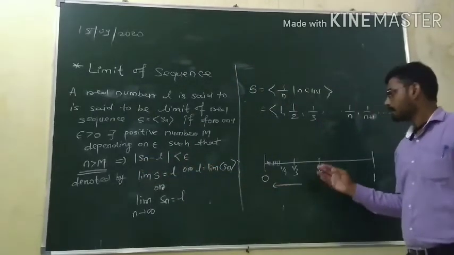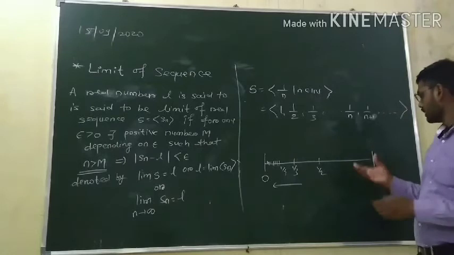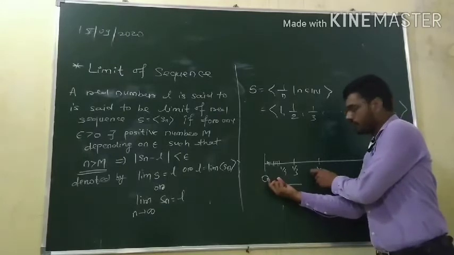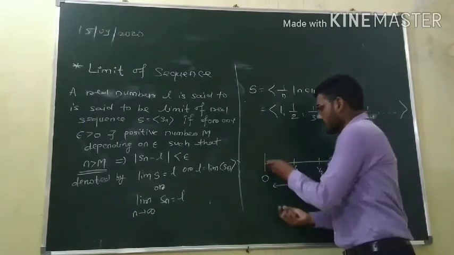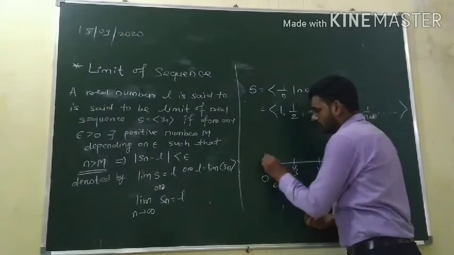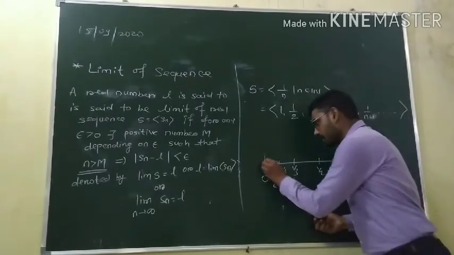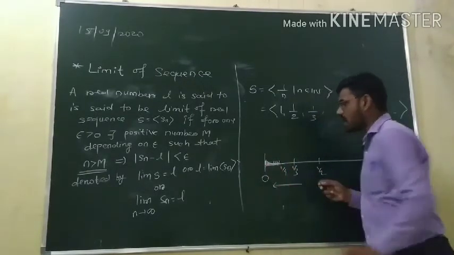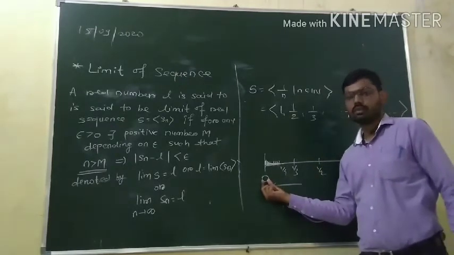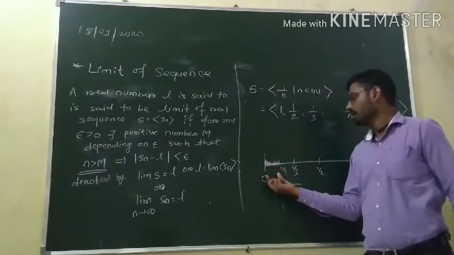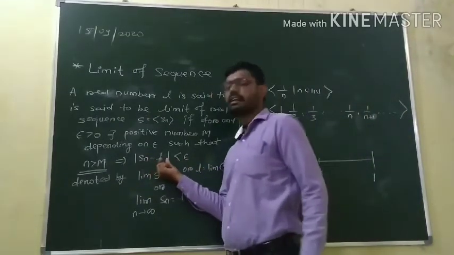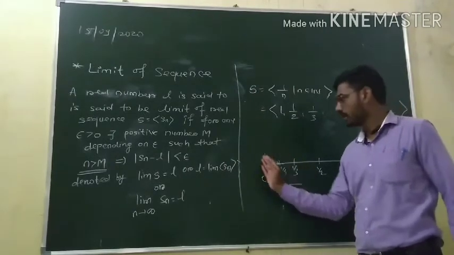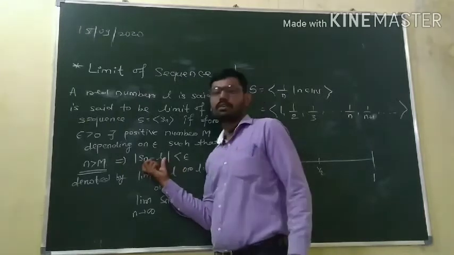See here, the first difference between the limit and the first element is 1, then the difference becomes 1 by 2 minus 0, half, then 1 by 3, 1 by 4, and so on, so that the difference gets very much less. As n tends to infinity, the elements of the sequence come very close to 0. There is a very small difference between the element of the sequence Sn and L after some fixed number of elements. So this is the definition of the limit of the sequence.